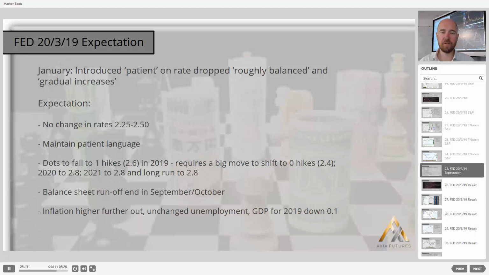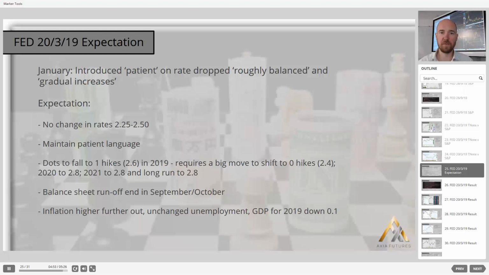On their reference to inflation and their other economic projections, there was an expectation that inflation would still be expected to be higher as we went out into the future, no change to unemployment, and also then GDP down by 0.1%. So they were the sort of additional bits, the variable outcome trades I should say. The specified binary trade was on the dots as to whether we would get this in line or the severity by which they get dropped. 2.4 for 2019 would be an extremely dovish signal here.